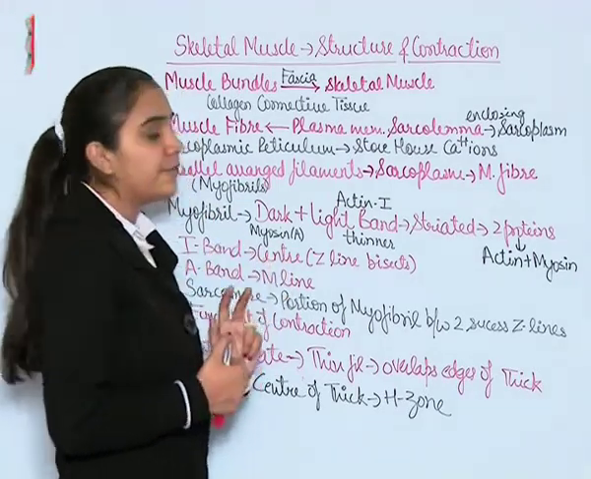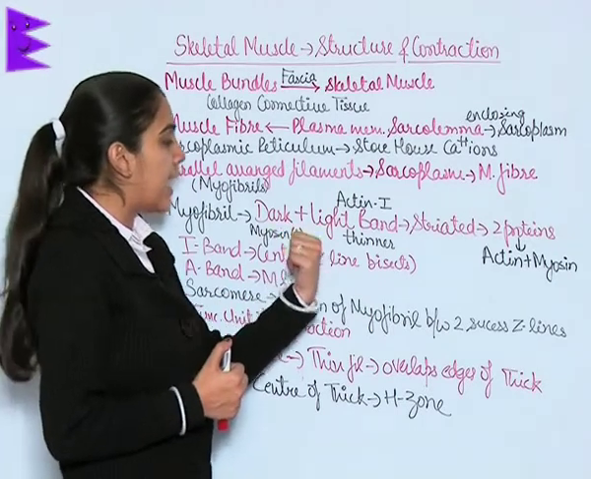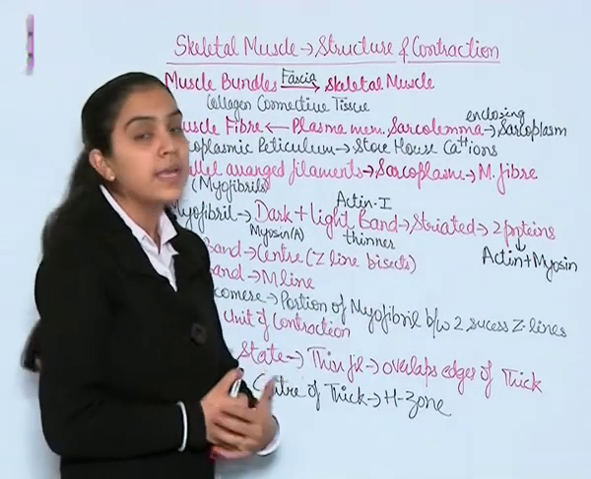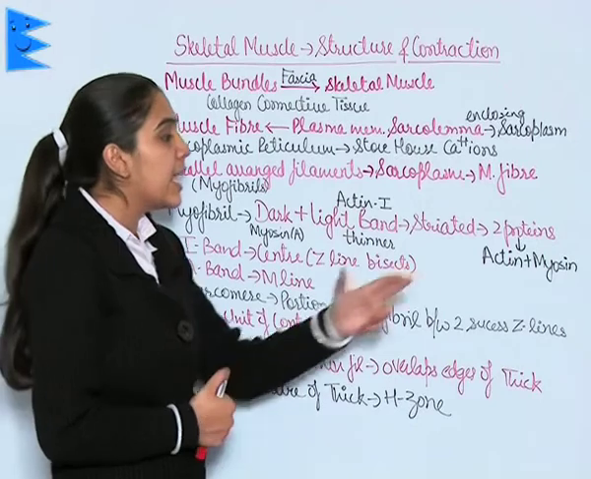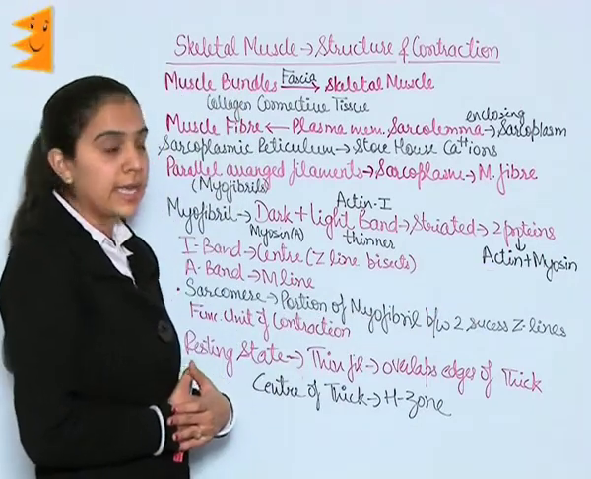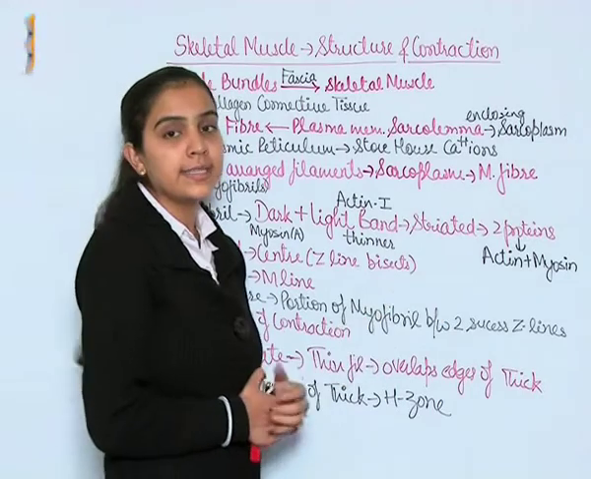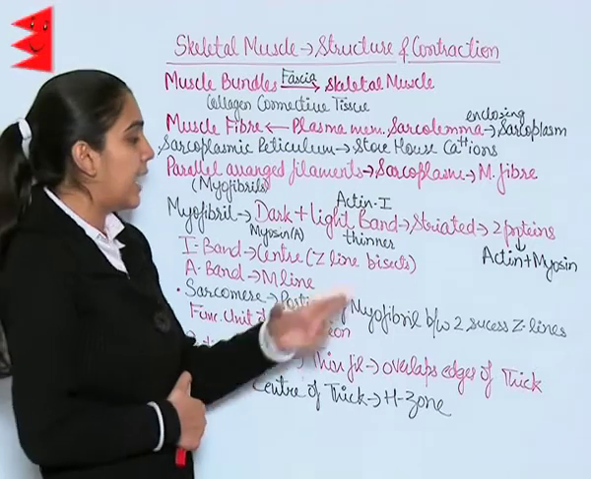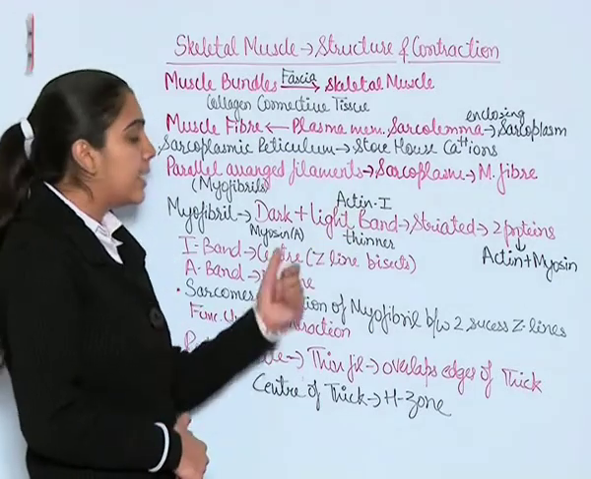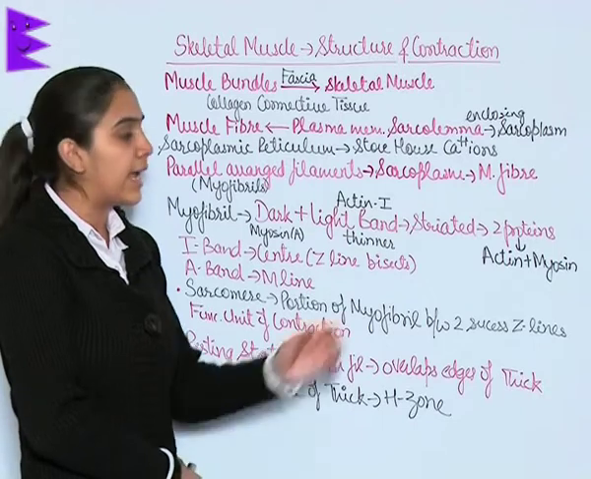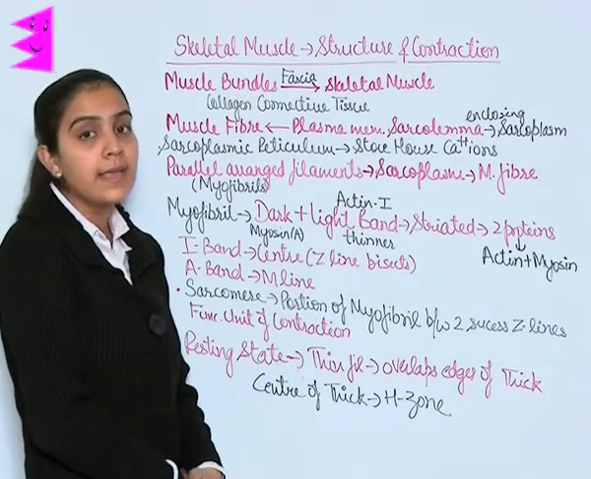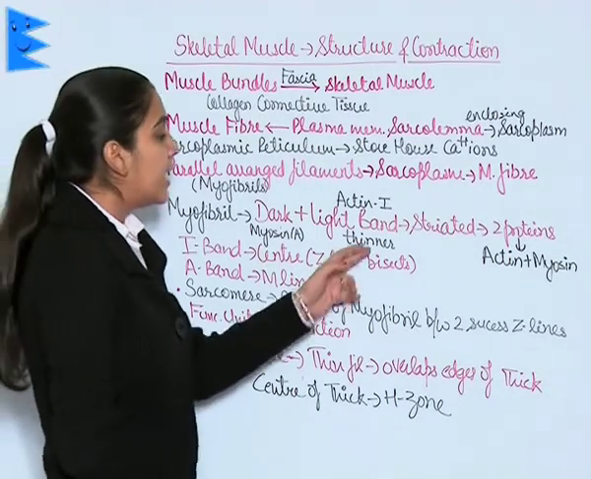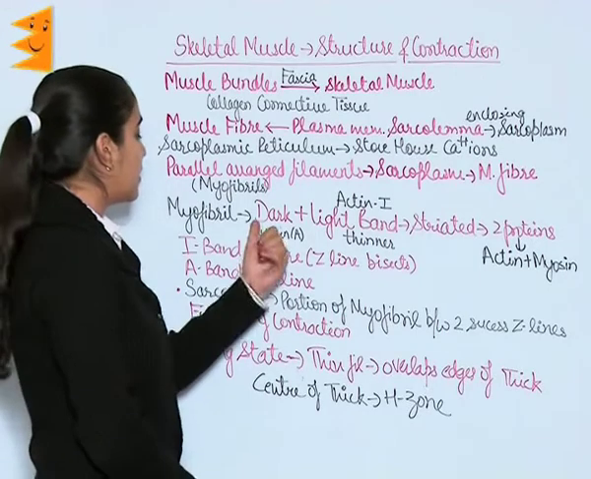Myofibrils further have two bands, that is dark band and light band, and the presence of two proteins give them striated appearance. These two proteins present in myofibril are actin and myosin. The dark band contains myosin and light band contains actin. Dark band is also known as A band and light band is also known as I band. That is isotropic band, and dark band is anisotropic band. Light band is thinner than the dark band.